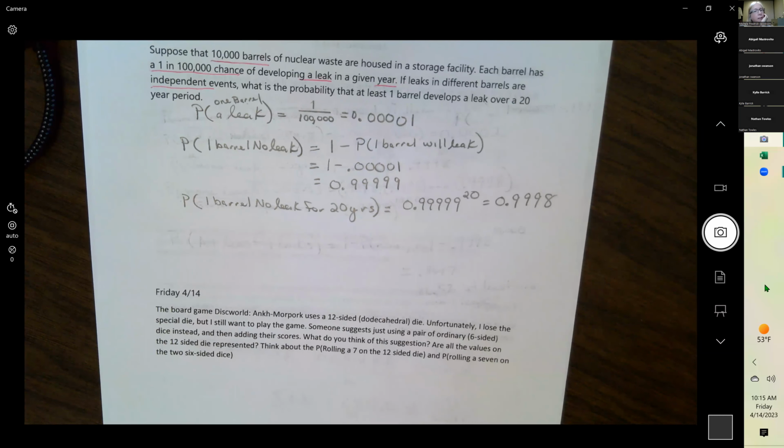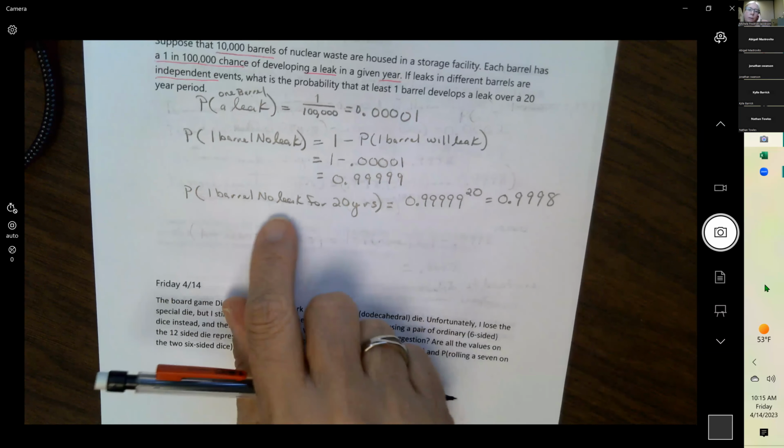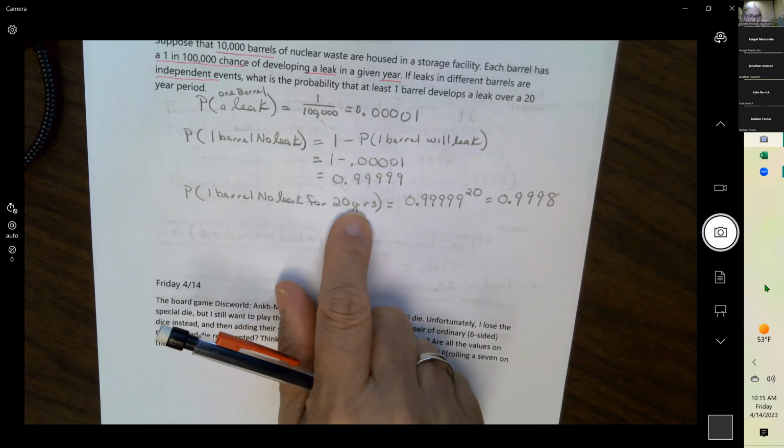Any questions on that? So that's one barrel won't leak for 20 years.